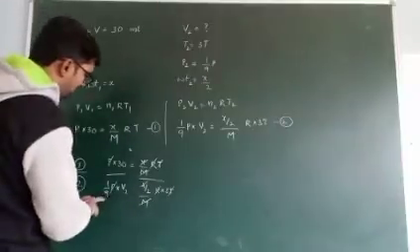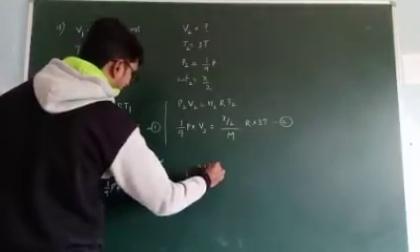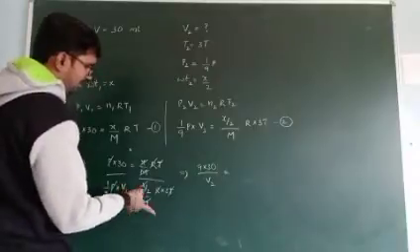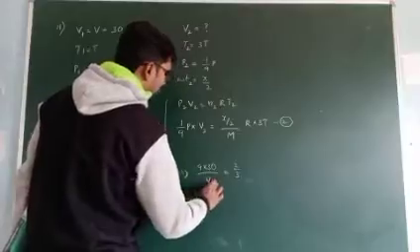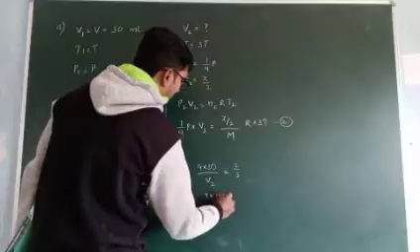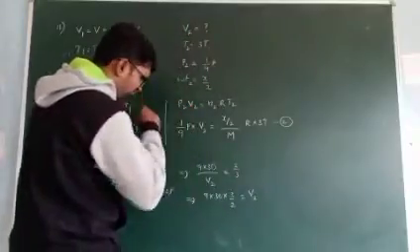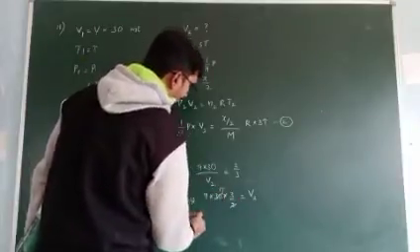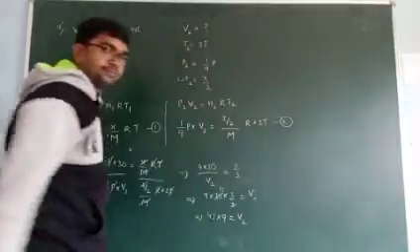What are the remaining values? This value is written. So 9 into 30 by V2 is equal to, reverse this one, 2 by 3. Okay, V2 moves to that side, the remaining moves to this side. 9 into 30 into 3 by 2 is equal to V2. 2 1s are 2, 15 3s are 45. 45 into 9 is equal to V2.